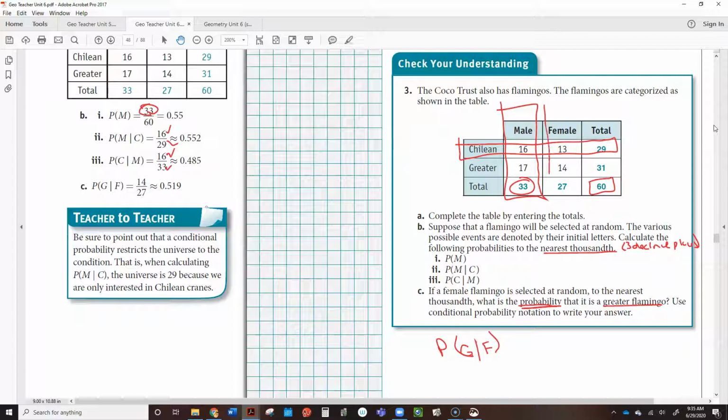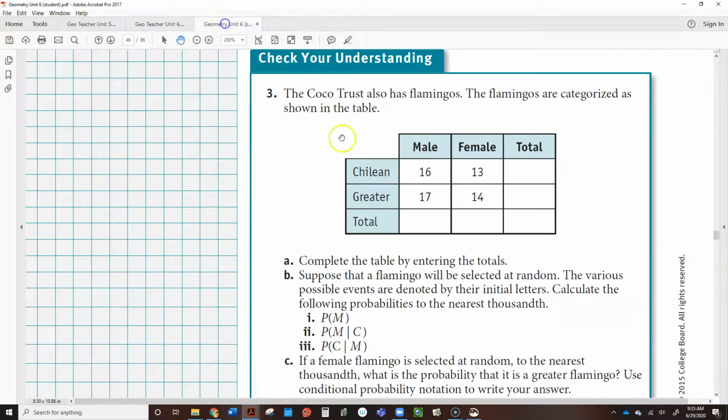So we're only looking at this group right here. We're only looking at females. So the number on bottom is 27 because there's only 27 females. And then the number that are greater is 14. So 14 over 27 is about 0.519. Okay, so that's the answer to check your understanding.